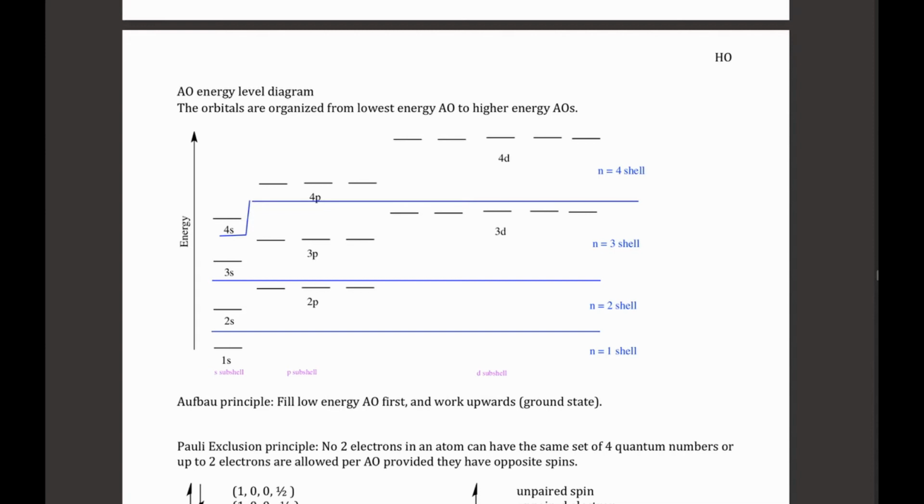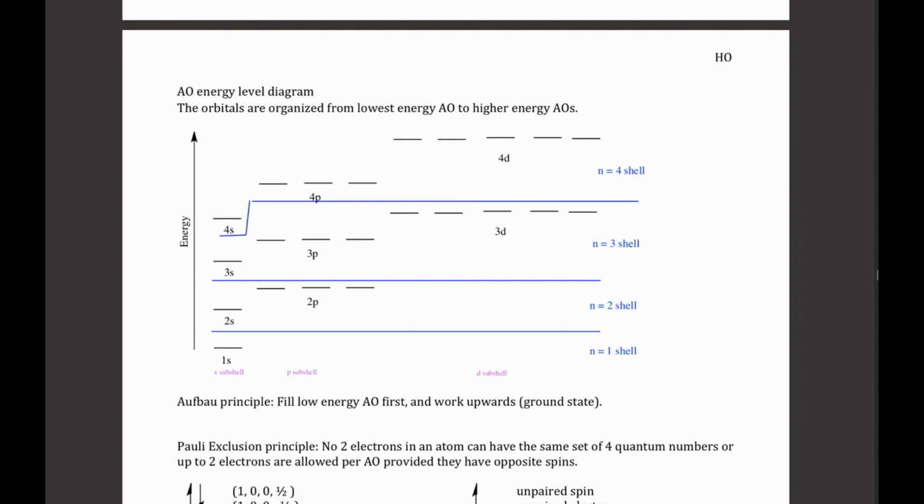That shell is now done. Then we go to n equals 3. We have l equals 0, the 3s atomic orbital, l equals 1, the 3p atomic orbitals, and l equals 2, the 5 3d atomic orbitals. Now that shell is done.